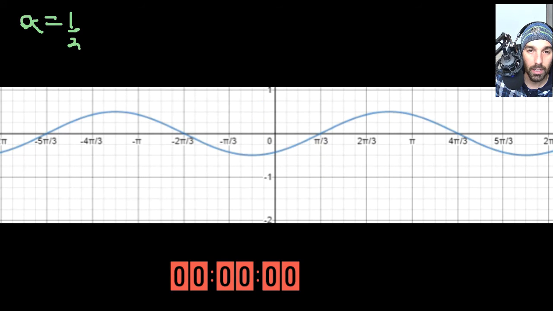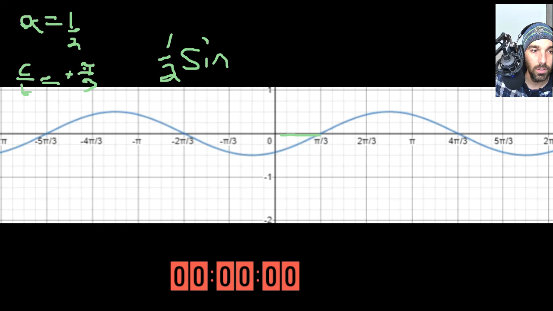So then how far did I shift? I shifted pi over 3. So my C over B is, let's call it positive, pi over 3. So then my equation is going to be 1/2 sine of theta minus pi over 3.